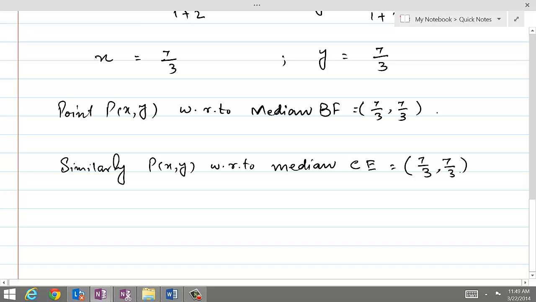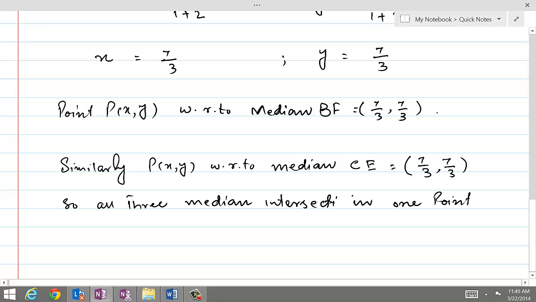So all the three medians are concurrent. So all three medians intersect in one point, which is called centroid of the triangle ABC.